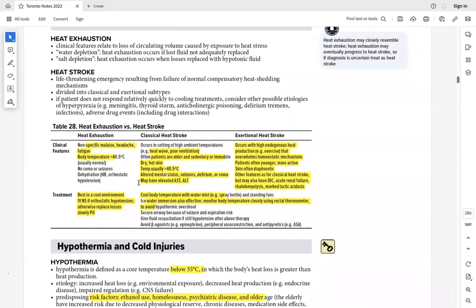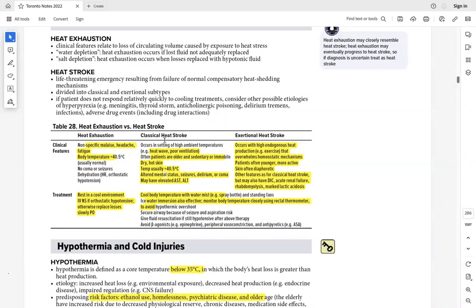Environmental. Now heat exhaustion and heat stroke, this is important. In heat exhaustion, the patient will present with malaise, headache, fatigue, and body temperature less than 40.5. In exhaustion, the temperature is less than 40.5. We will just ask the patient to rest in a cool environment, start IV normal saline, and that's it.